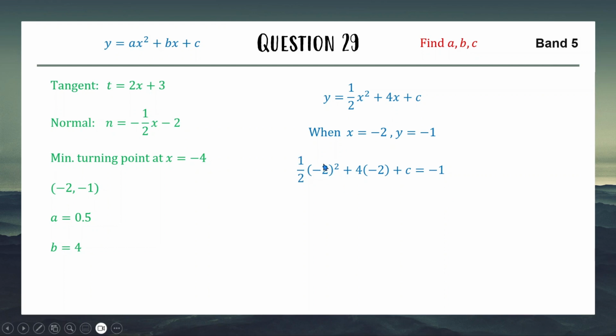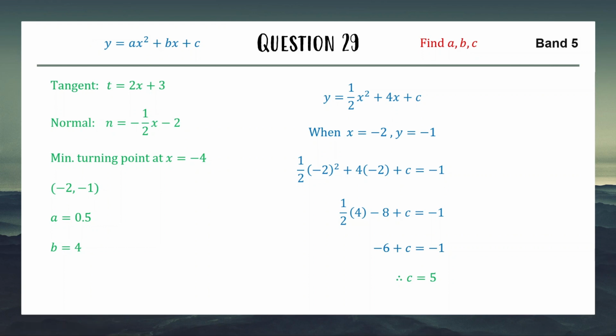We have a half times 4 here, and we have 4 times -2. So we end up with 2 minus 8, which is -6. Add the 6 across the right, and we end up with c equal to 5. And therefore we have a, b, and c done and dusted. We have our equation, and we have our 4 marks.